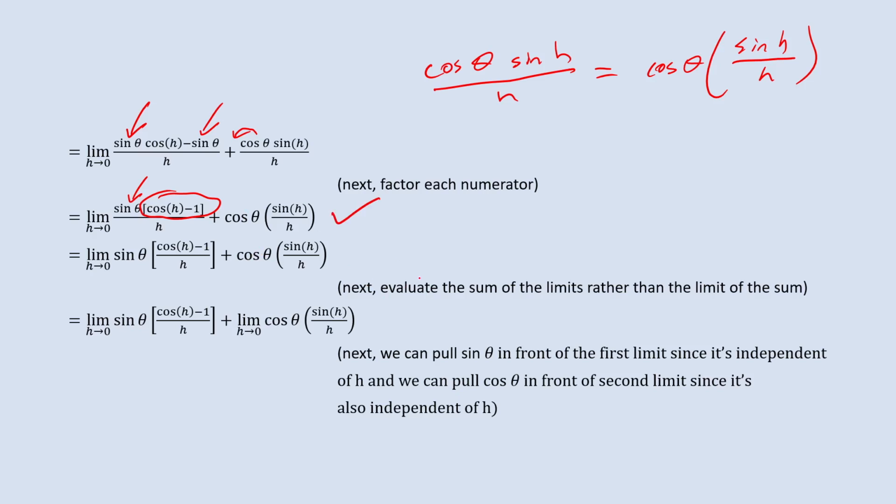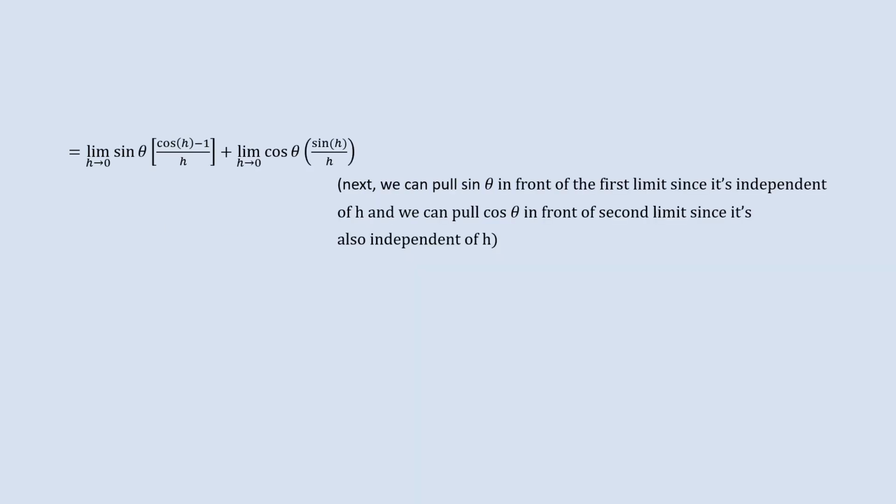Okay? Now, what we're going to do is take this limit notation that we have in front of the whole thing, that limit notation right there, and we're actually going to place it once in front of sine theta times cos h minus 1 over h, and also once in front of cos theta times sine h over h. We're actually allowed to do that. And this is what we now have.